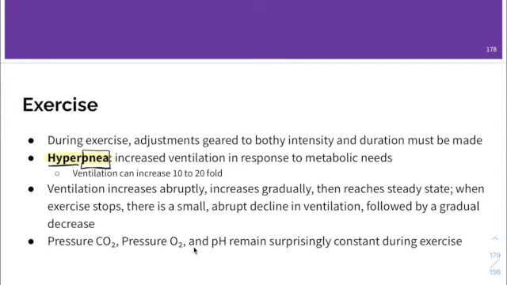When you stop exercising, depending if you just sprinted across the street, I mean, you will slow down your breathing, but you're going to continue breathing heavy for a short time, but it's going to gradually slow down once the oxygen levels get replenished everywhere throughout the body.